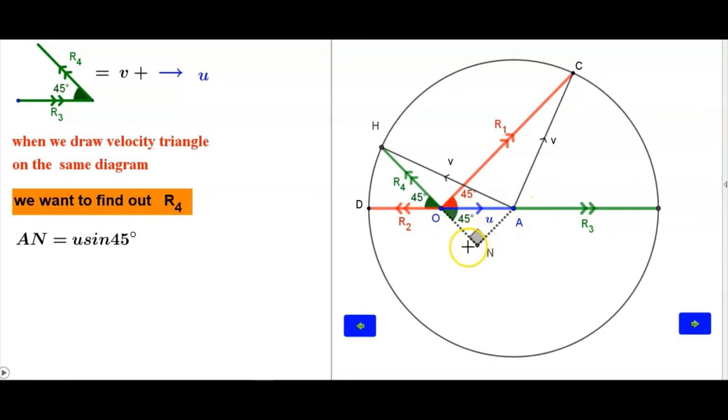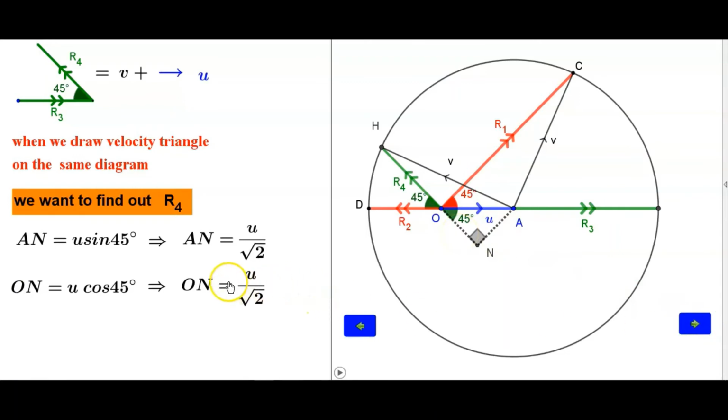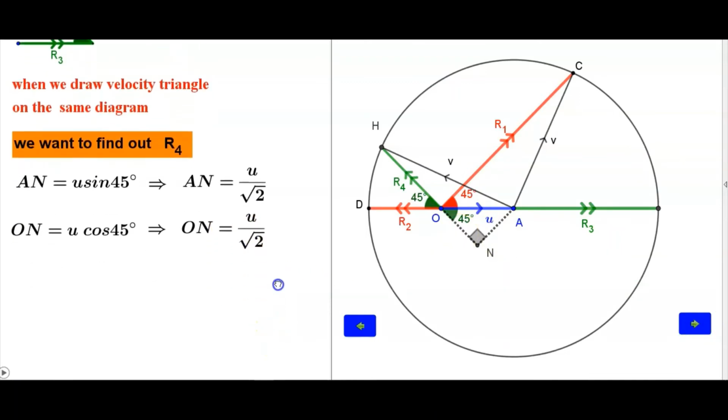Therefore, AN is equal to U sine 45. Therefore, AN is equal to U over root 2, since sine 45 is 1 over root 2. ON is U cos 45. The ON is equal to U over root 2.